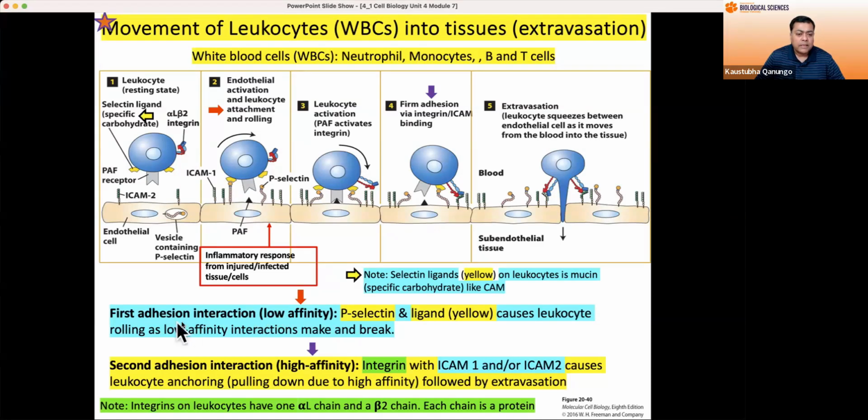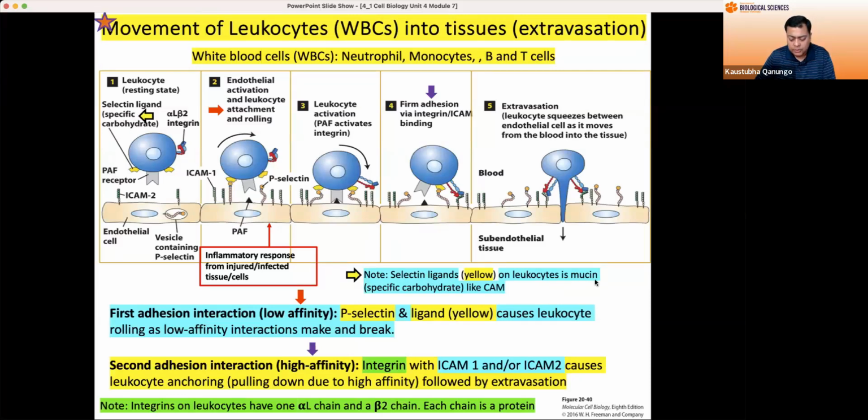So what happens is the first adhesion interaction is a low affinity. Low affinity, just think about that. The low affinity means that this is a tacky, not a super strong glue. This is a milder glue. So the p-selectin and the ligand, which is the mucin-like, cause the leukocyte to roll as the low affinity interaction makes and breaks.